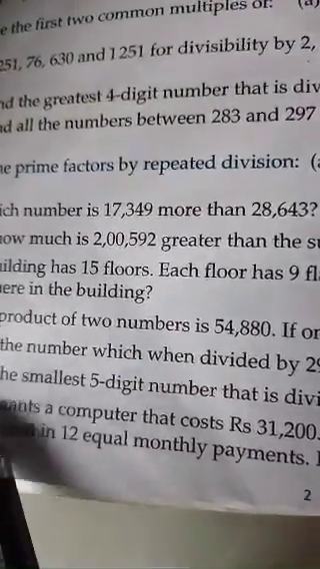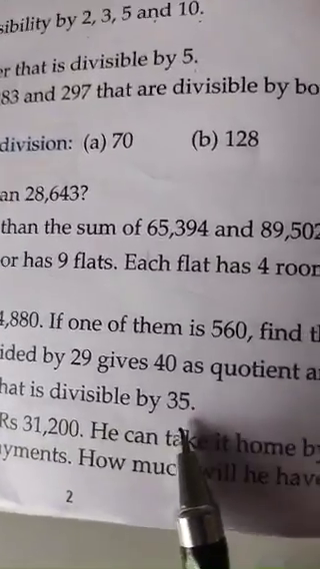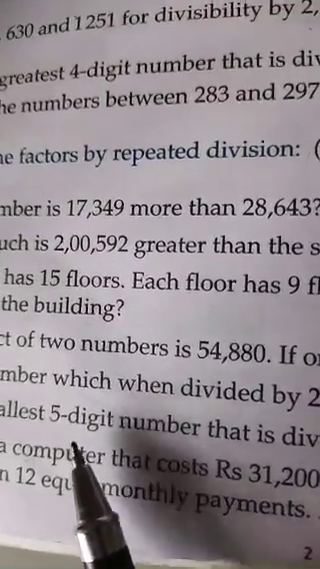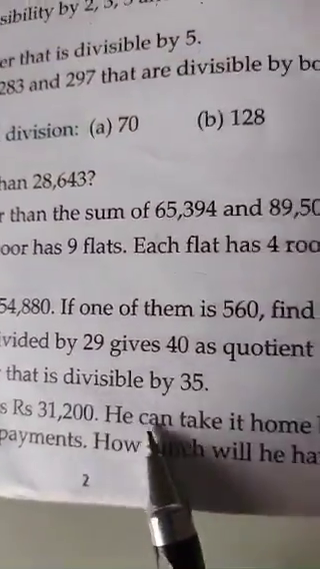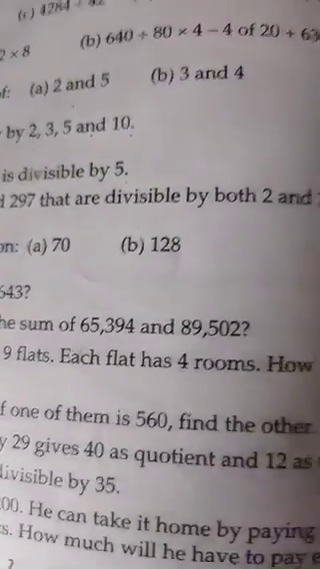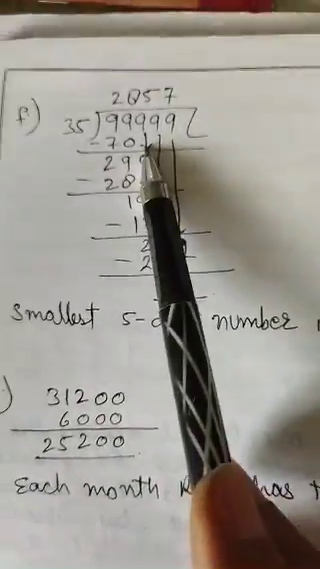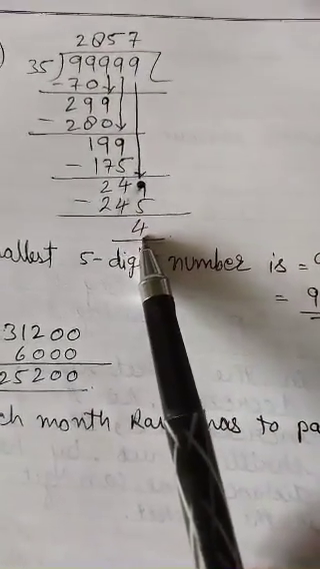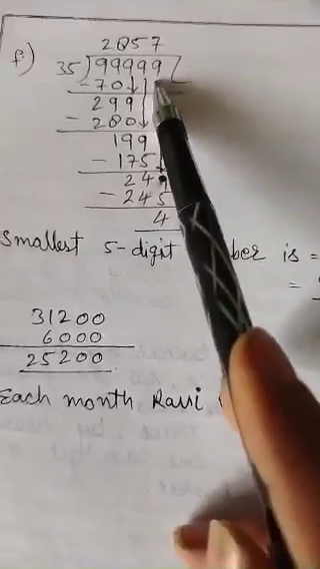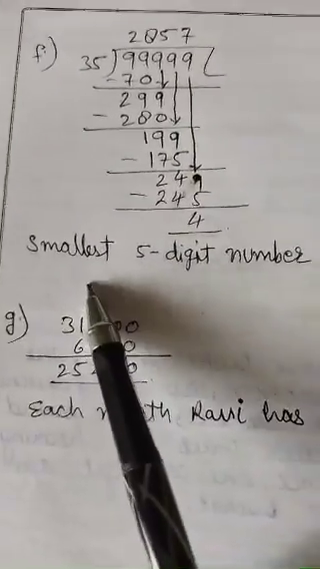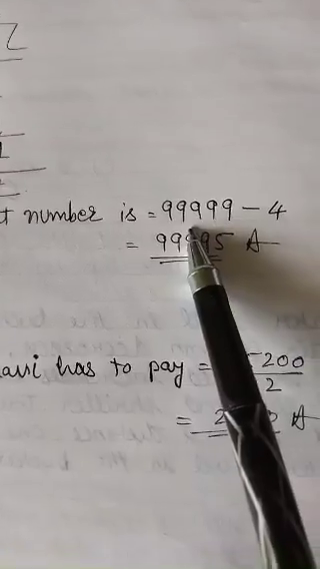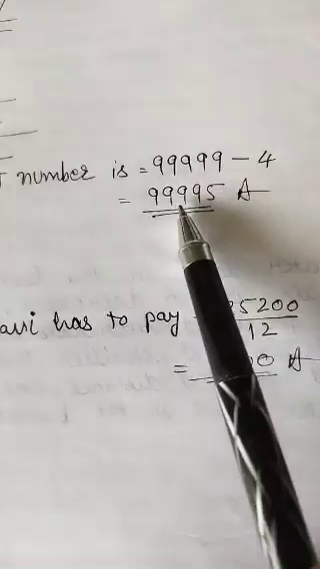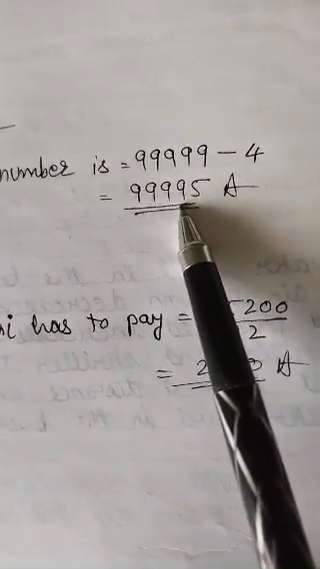Now F: find the smallest 5-digit number that is divisible by 35. So we know the smallest 5-digit number is 10,000, but the condition is given that it should be divisible by 35. So we will divide that number by 35 in this way. After dividing this number by 35, we will get the remainder 4. So we will subtract this remainder from the given number. So our smallest 5-digit number will be 99,995. This will be our answer.